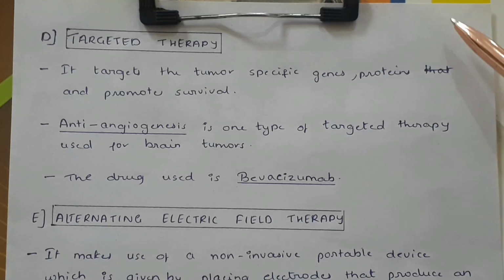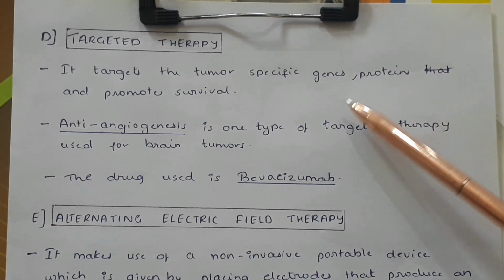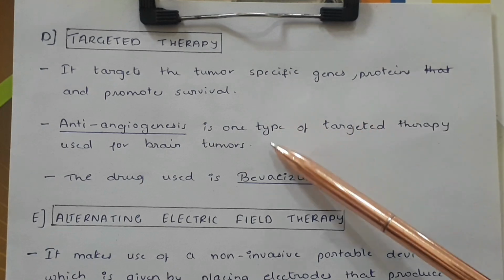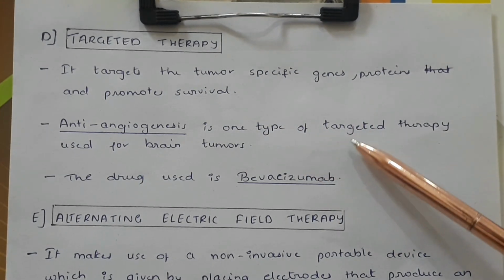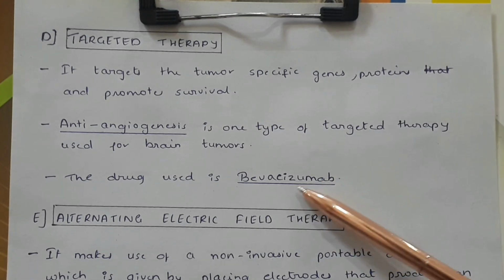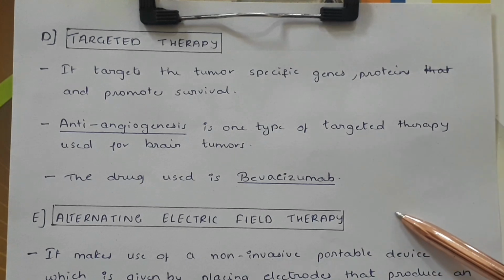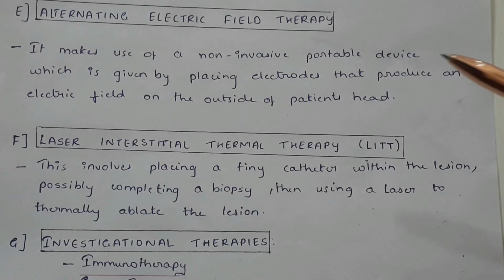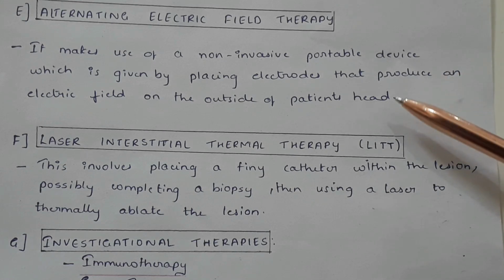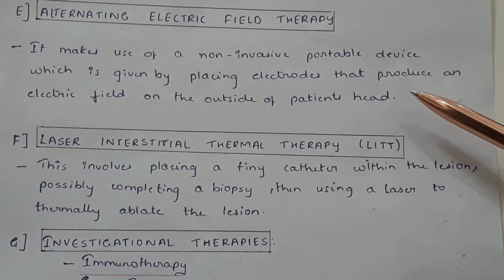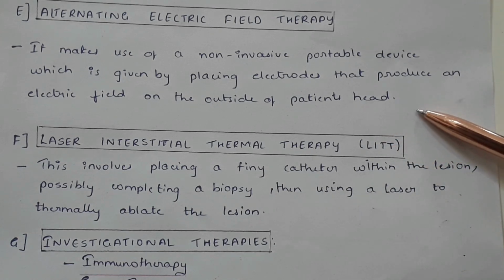Then we have targeted therapy. It targets the tumor specific genes, proteins, and factors that promote survival. Anti-angiogenesis is one type of targeted therapy which is used for brain tumors. The drug used is bevacizumab. Alternating electric field therapy. It makes use of a non-invasive portable device, in which electrodes that produce an electric field are placed on the outside of the patient's head.